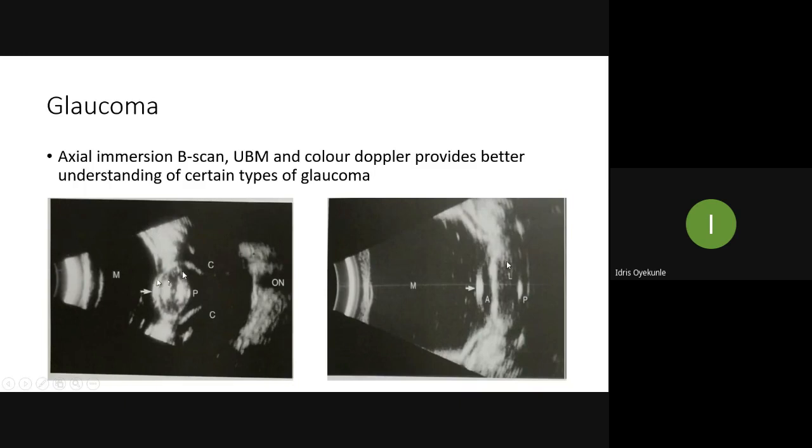And then in a patient who has pupillary block, or maybe due to phacomorphic cataract, you can see that the anterior chamber is a bit narrow, and the iris and the anterior lens capsule are actually merged together. So this is what it looks like in a patient who has phacomorphic glaucoma with pupillary block.